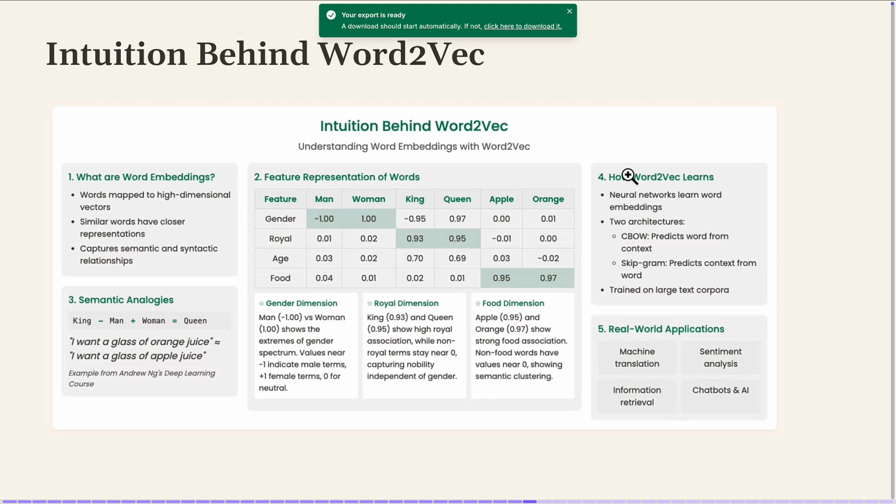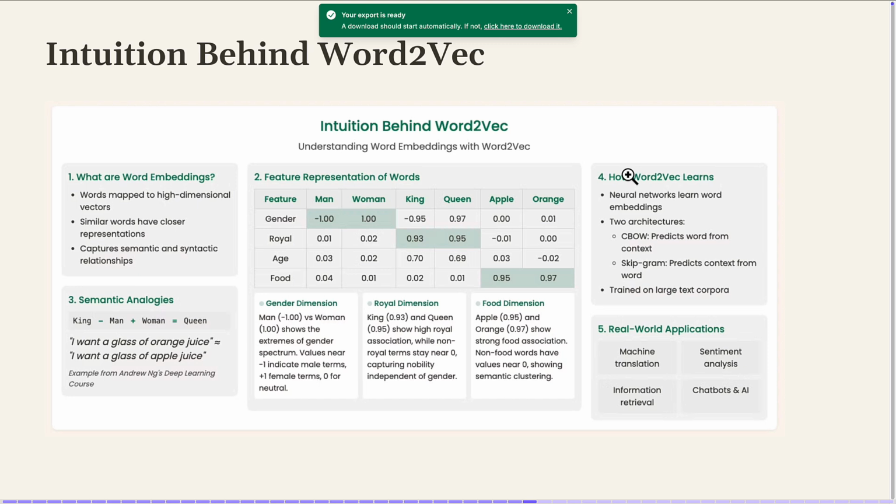Now, if we consider the royal role of king and queen, we can say 0.93 and 0.95. For man and woman, it's not necessarily the case that royal is related to man and woman, but it's mostly related to king and queen, and of course here we will also have almost a 0 relationship. And then there is the age.